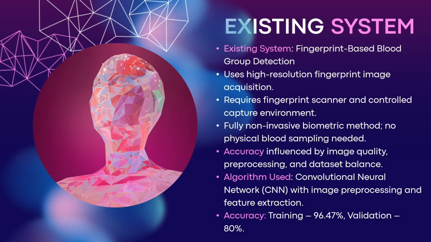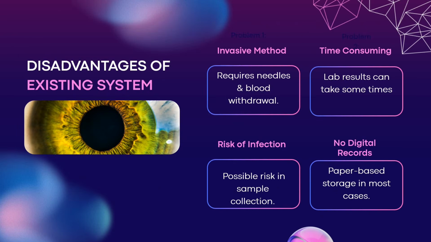Also, the convolutional neural network they used had very low accuracy. It's producing 96.4% as training accuracy, while validation is around 80%, which is very low. Okay, so the major drawbacks: there are four problems involved in the existing system. First, it's an invasive method. The existing system may require a blood sample.